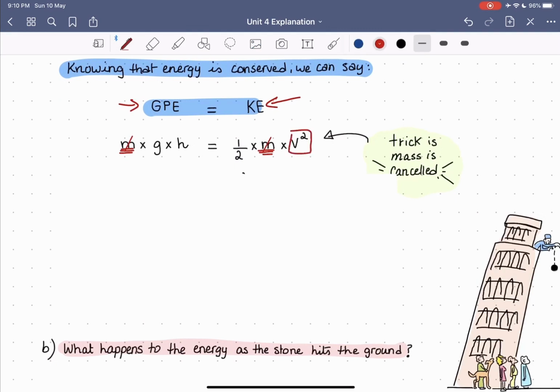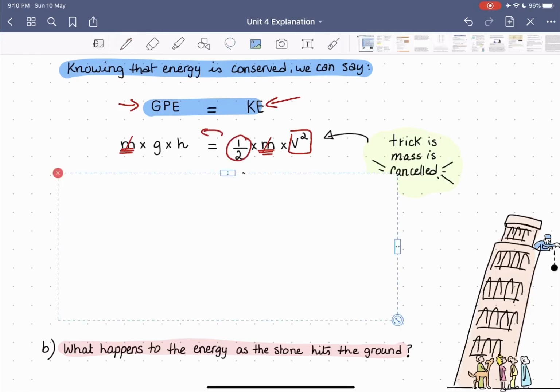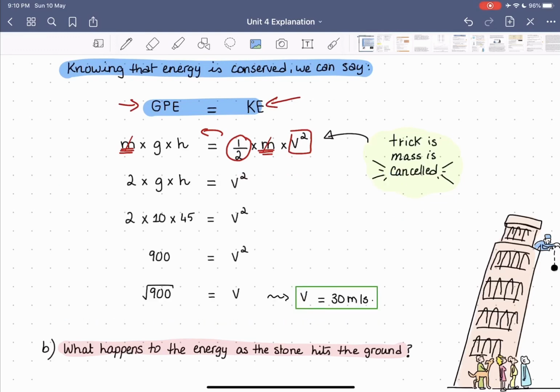So the subject that we are looking for is the velocity. Rearrange everything. You will take this to the other side, so it's half times mass times velocity squared. I'll show you the calculation. 2 times g times h is equal to velocity squared. So 2 times 10 times 45, that's the velocity squared. 900 is the velocity squared. So v is the square root of 900, that's 30 meters per second.